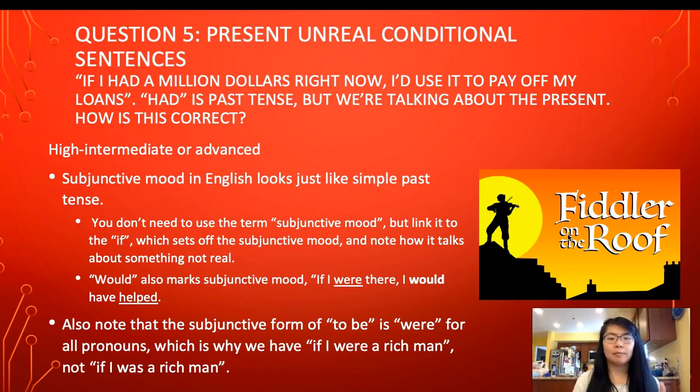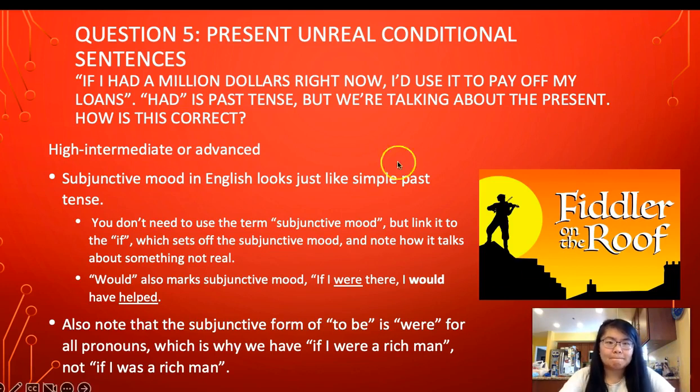But every form of the verb to be in the subjunctive mood is were. So in regular past tense, it's if I was, you were, she was, we were, etc. But in the subjunctive mood, talking about things that are not real, everything is were. So that's why it's if I were a rich man, not if I was a rich man. You hear native speakers get this wrong pretty often. So now I have the song stuck in my head.